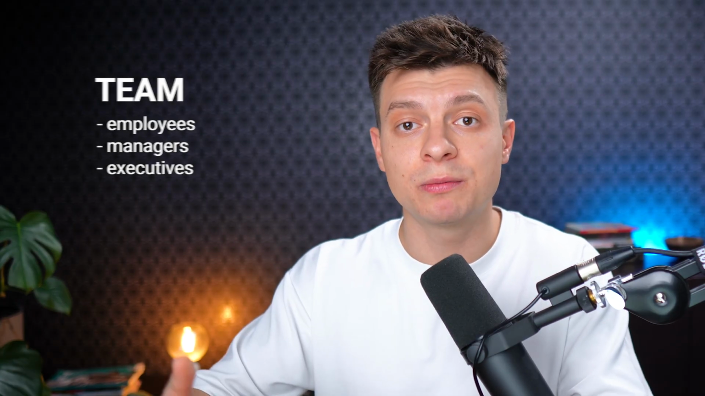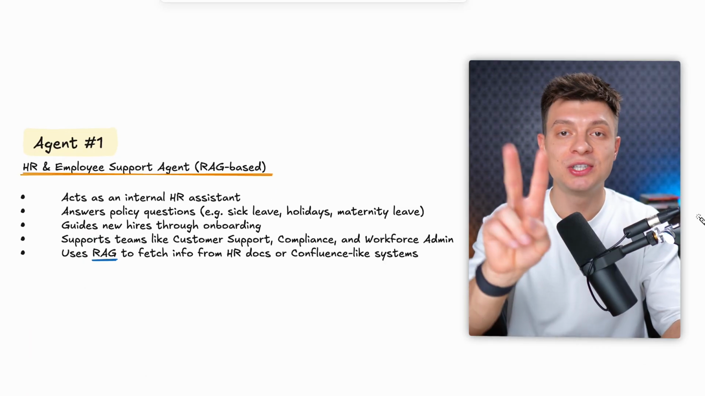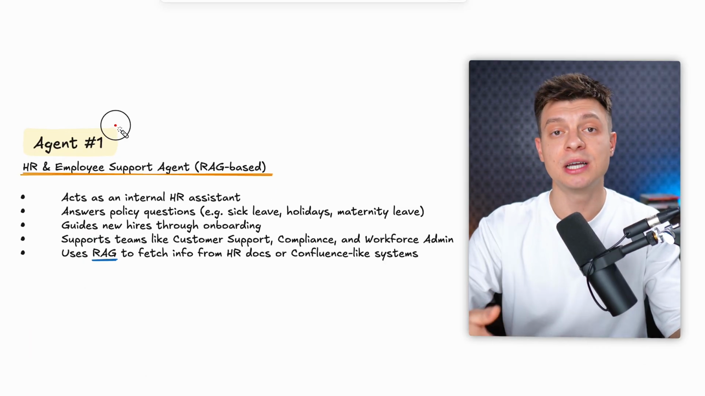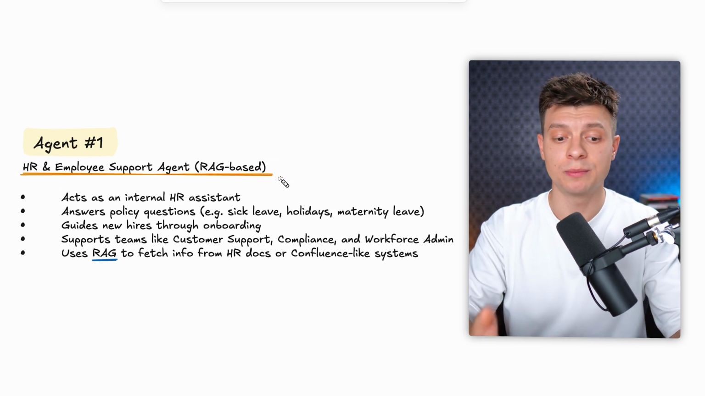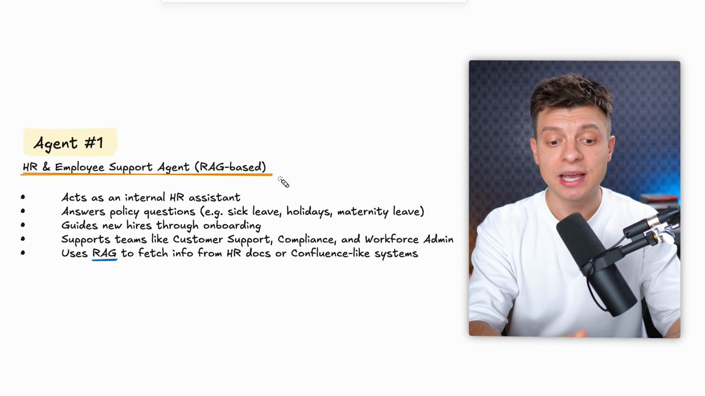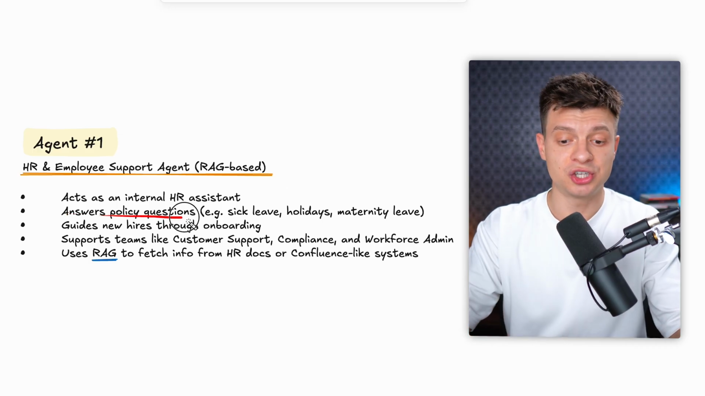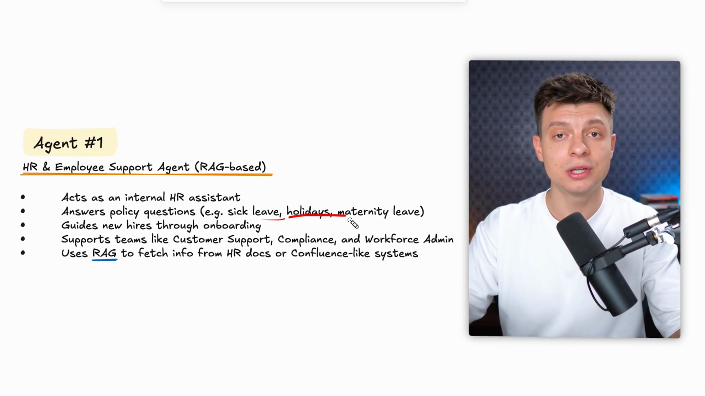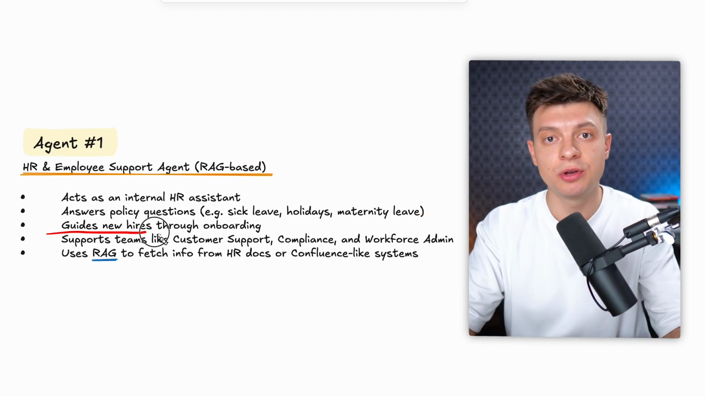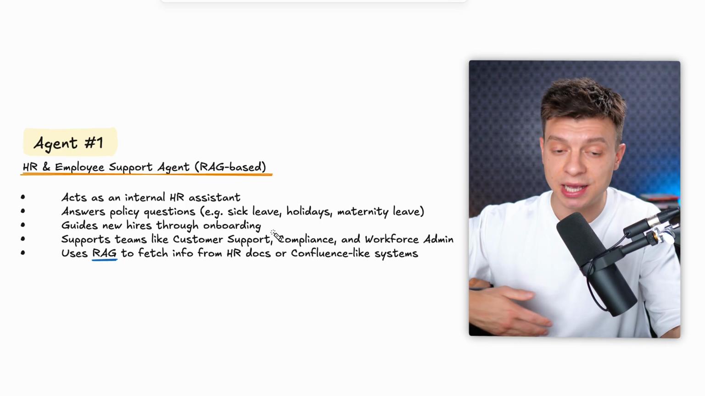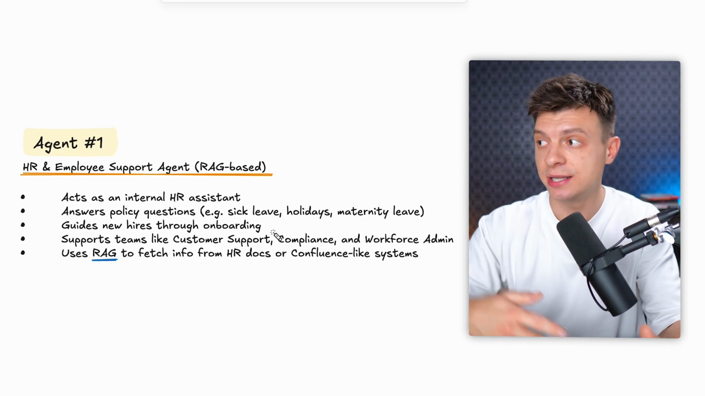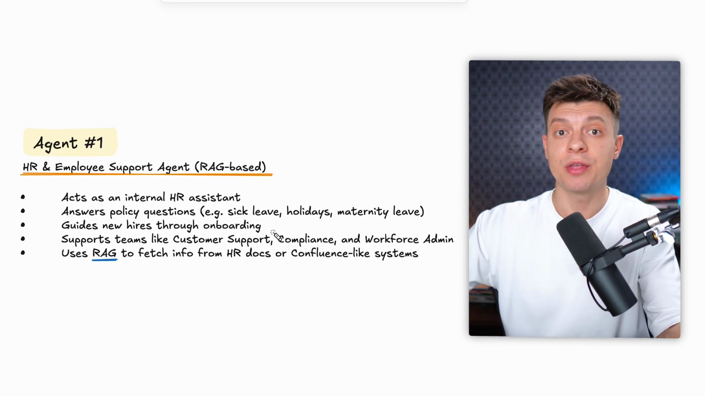Employees, managers, and executives. It is designed to streamline internal operations, and I'll walk you through how to build it step by step. So we are going to create two main agents. The first one is designed for employees. Think HR, customer support, compliance, or workforce administration teams. This agent can answer questions about HR policies like sickness leave or holidays or maternity leave. It can also guide new employees through the onboarding process step by step and help them get up to speed without needing a dedicated HR person walking them through everything.